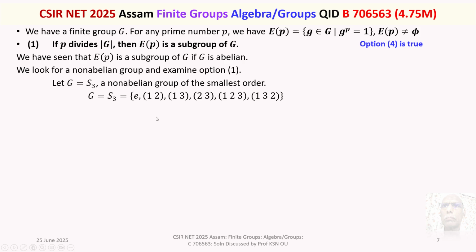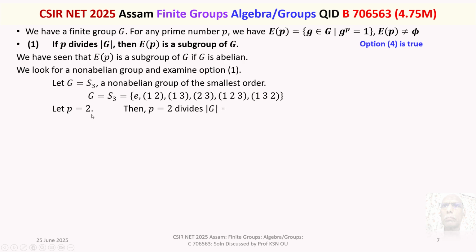It is the set of all permutations on the set {1, 2, 3}. It consists of E, the transpositions (1 2), (1 3), (2 3), a cycle of order 3, (1 2 3), and another cycle of order 3, (1 3 2). Right, this is S3.